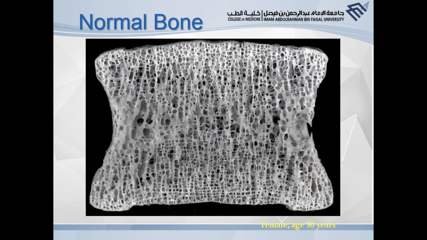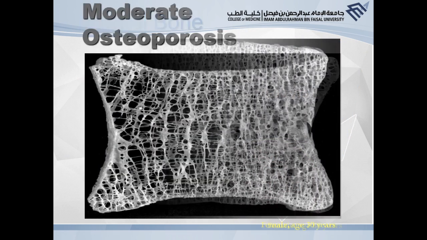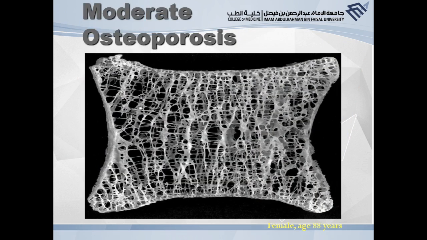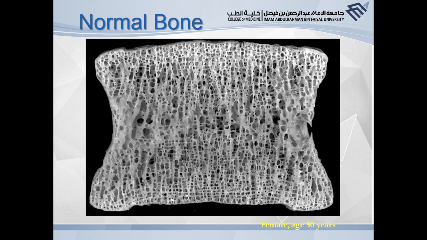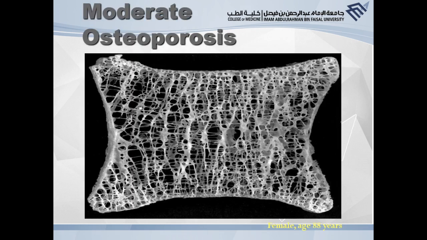This is the normal bone in a normal person. And this is the bone of a female at the age of 88 years. The previous one was at the age of 30. So look at the structure, and here this is at the age of 88. The size of the holes has increased. Whatever bone is left, it is normal. It has normal composition, a normal ratio of bone minerals and bone matrix in osteoporosis.